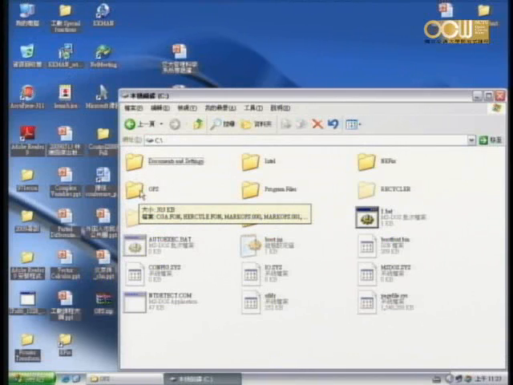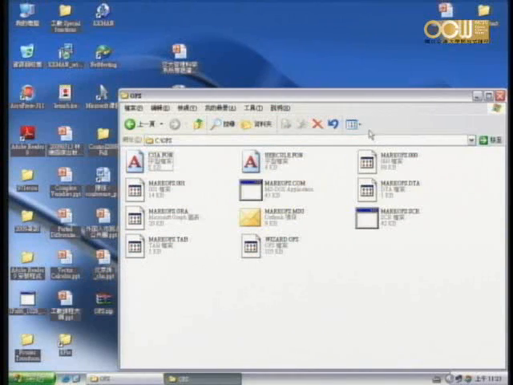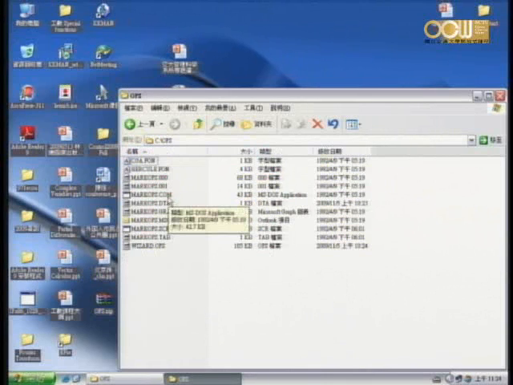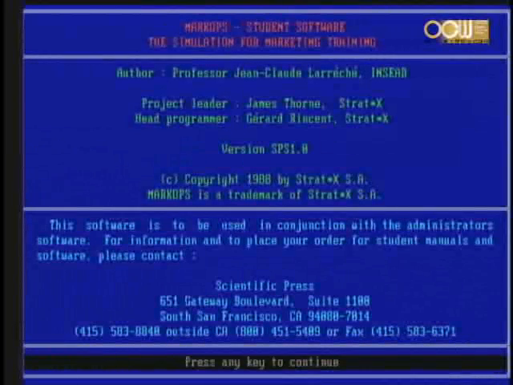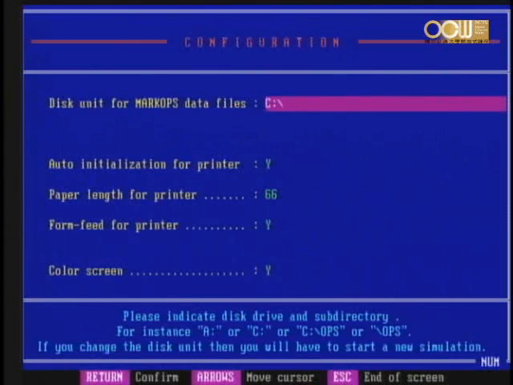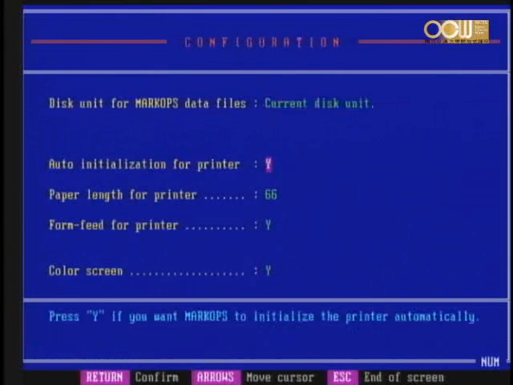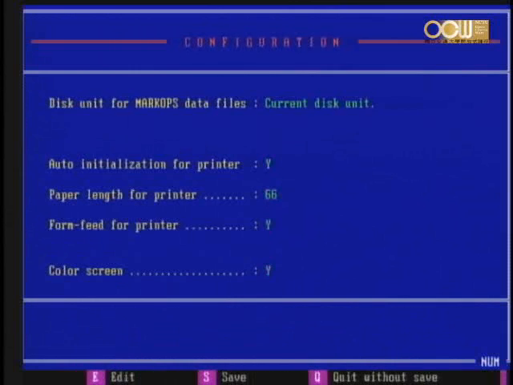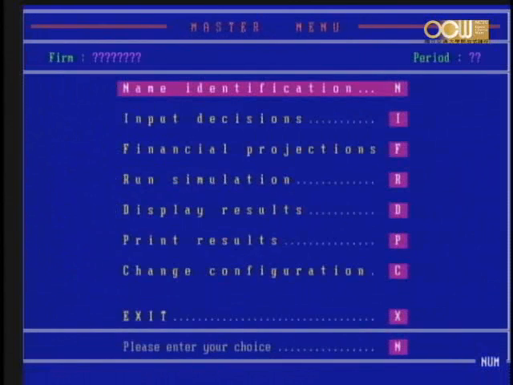Here I put it in OPS. If your computer is old, you just click here and press any key. I think it's wrong, I should put C and then OPS, because I stored it in that. So you should change that so the computer knows where it is. After that is done, you save the file.